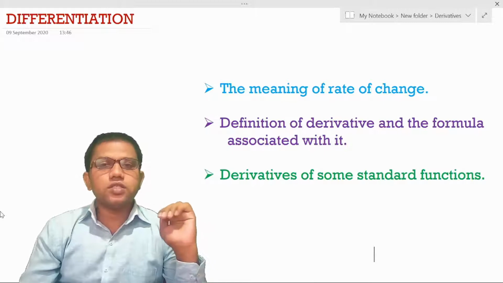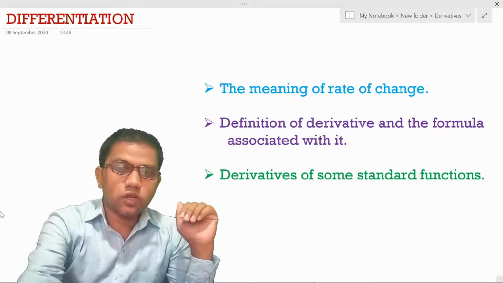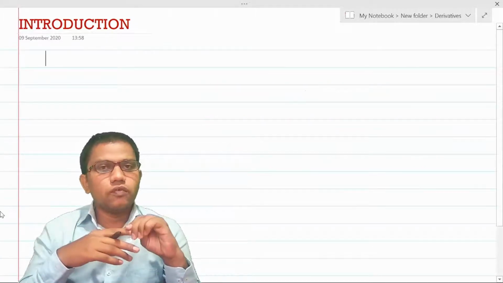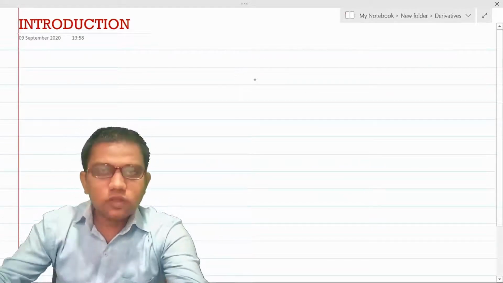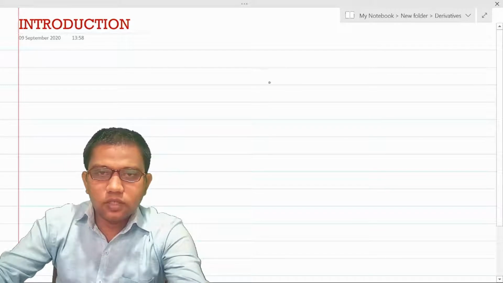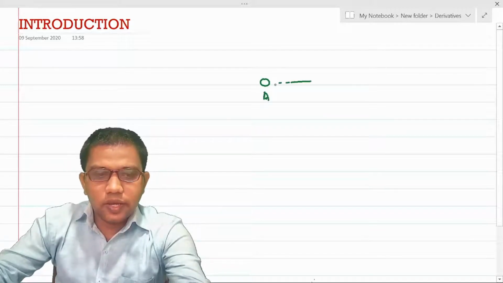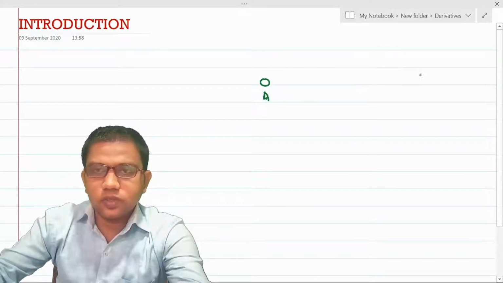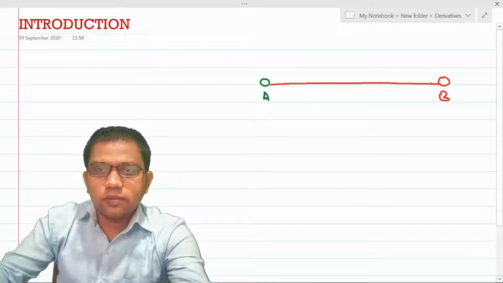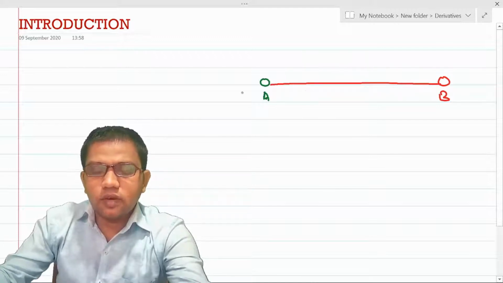The first is, what is the meaning of rate of change? Suppose we have a particle or body, and it starts from the point A and will reach the point B after some time. Suppose this is your point B, this is the destination. That body has to be there after some time.